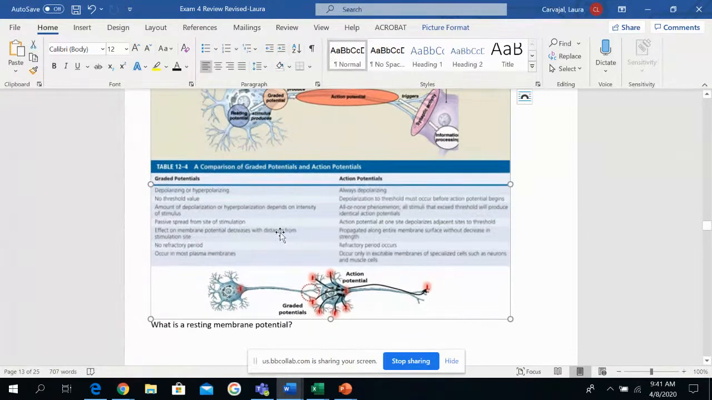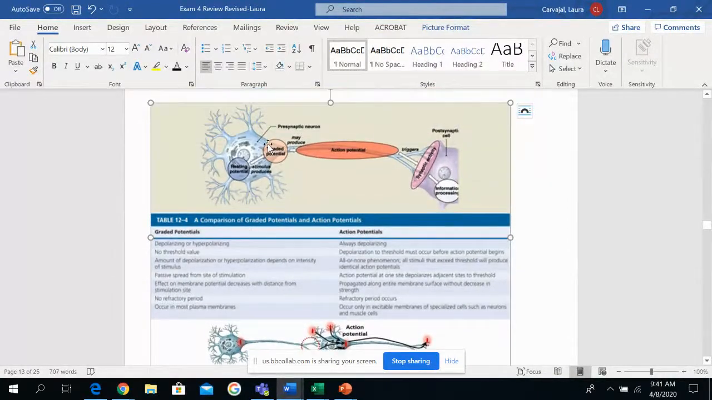Effect on membrane potential decreases with distance from the stimulation site. So if it travels down here, it probably will not be as strong as the place that it initiated, whereas this one, if it travels down, it will be just as strong.